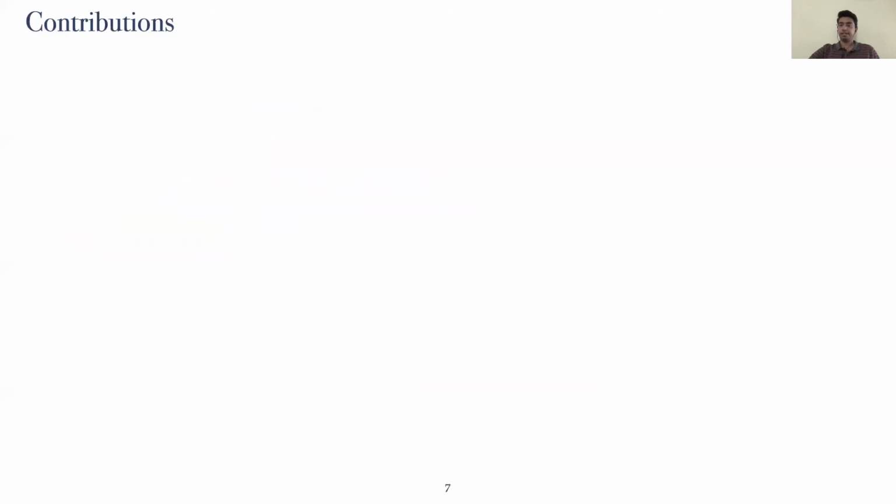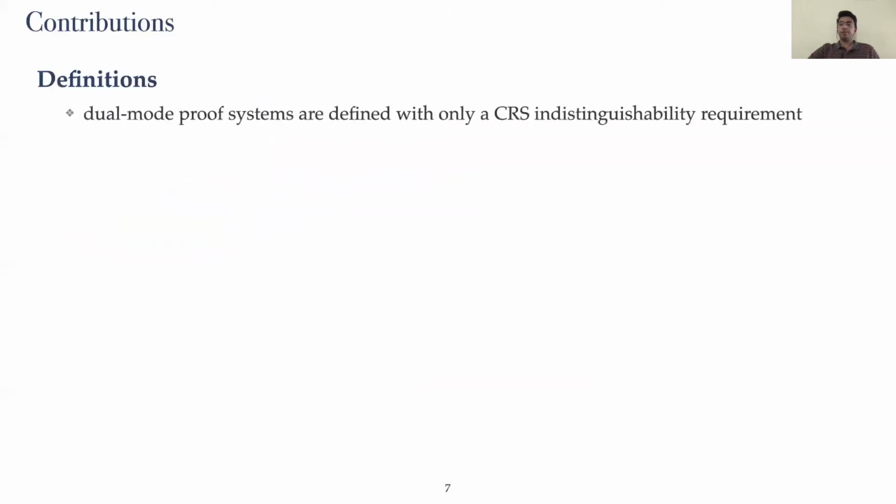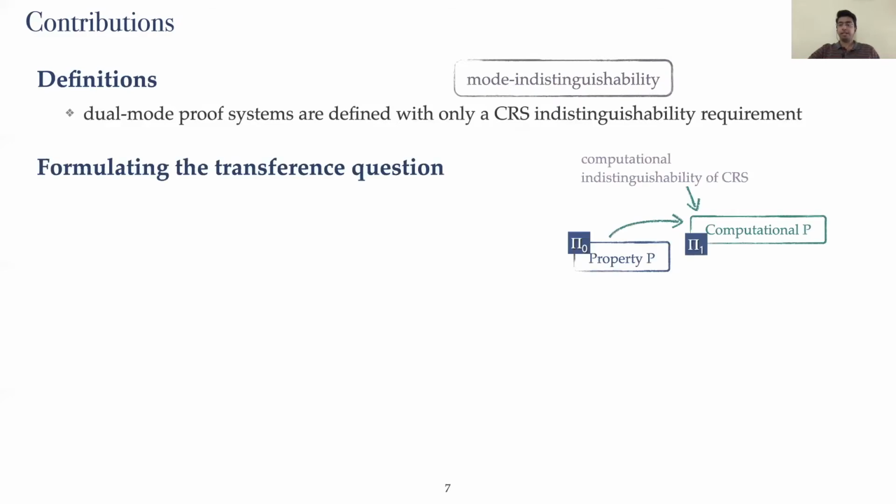We now take a look at our contributions. We define dual mode proof systems so as to only have the CRS indistinguishability requirement and no additional requirements on the individual modes. We call this requirement mode indistinguishability. We formulate the question of transference and ask which properties transfer.